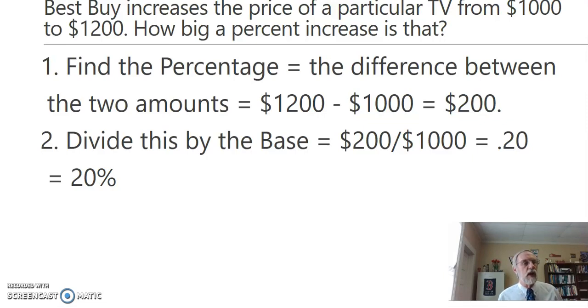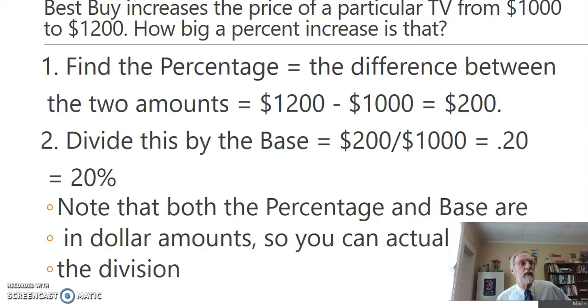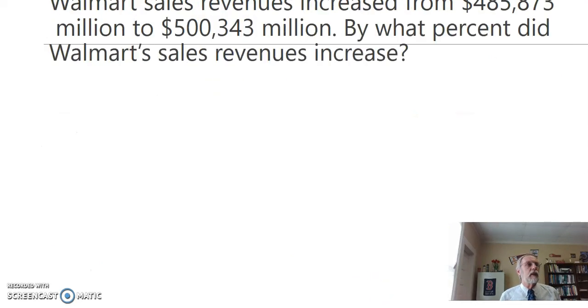So you can see we're just using our formula, but this time we're setting it up so that the rate is equal to the percentage divided by the base. Right, let's consider another example. Let's consider the Walmart revenues example. If revenues increase from 485 billion to 500 billion, by what percent did they increase? And so again, we're going to follow that two-step process.